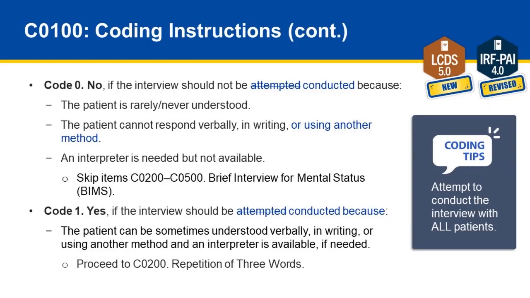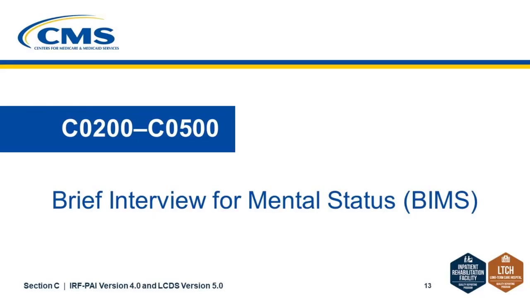And for the actual response codes, you're going to code 0, no, if the interview should not be attempted because the patient is rarely or never understood, the patient cannot respond verbally, in writing, or using another method, or an interpreter is needed but not available. Then you'll skip C0200 to C0500, brief interview for mental status. Code 1, yes, if the interview should be conducted because the patient can sometimes be understood verbally, in writing, or using another method, and an interpreter is available if needed. Proceed to C0200, repetition of three words. And remember, we are going to try to conduct this interview on all patients.